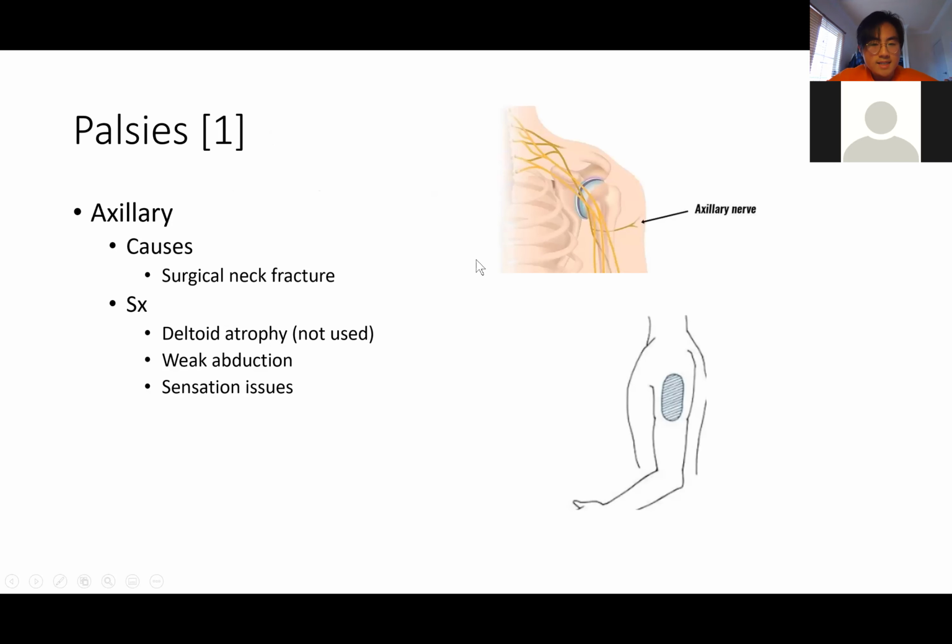First, let's talk about the axillary nerve. As we know, it's very intimately associated with the surgical neck of the humerus. So if you fracture that, you're going to get damage to the axillary nerve. And to think of the symptoms, SX stands for symptoms. You might know that HX stands for history, SX stands for symptoms. So to think of the symptoms, we just try and remember, what does the axillary nerve innervate and where does it end? It innervates your shoulder muscles, which means you're going to get atrophy of your shoulder muscles, therefore leading to weak abduction. And because the axillary nerve ends in your shoulder area, you're going to get sensation issues over there.